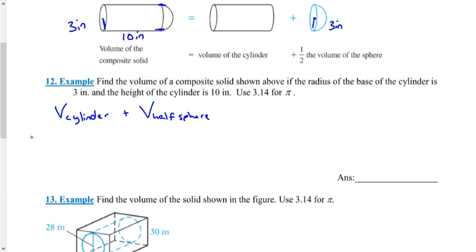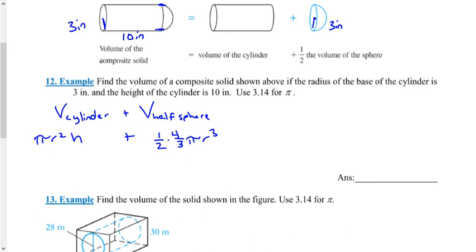So the volume of the cylinder is pi r squared h, and the volume of a sphere is 4/3 pi r cubed. Now, since we only want half of a sphere, we'll actually take that times 1/2. You could also just take this and divide it by 2. That would be fine as well. But I'm just showing you what this would all look like if you wanted to write this all out in one formula.